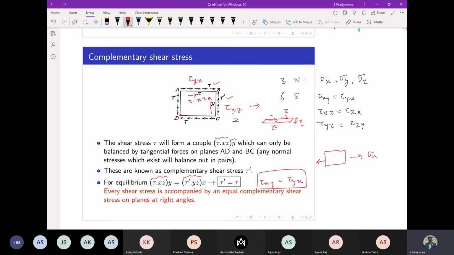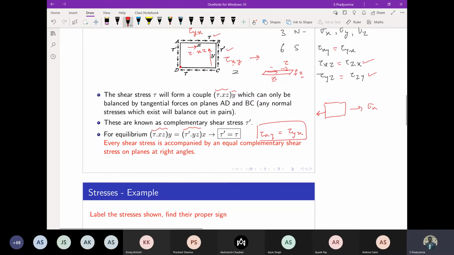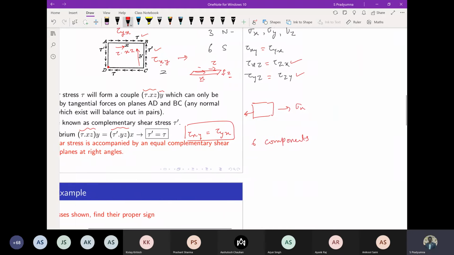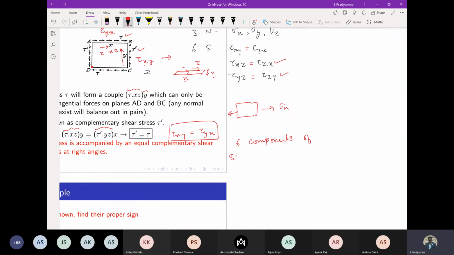Similarly, we would change the plane and work on 2 different planes. Then you can also get tau xz is equal to tau zx and tau yz is equal to tau zy. So that means 6 components of shear stress reduces to 3. Excuse me, sir. Yes.